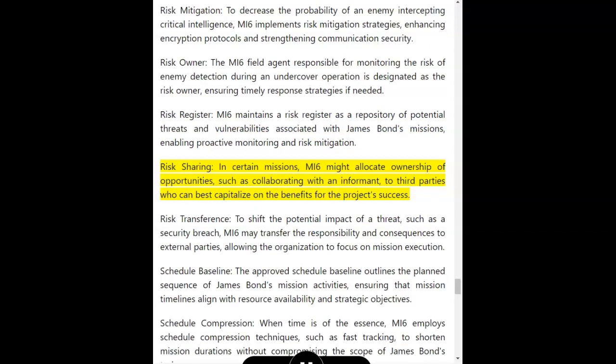Risk sharing. In certain missions, MI6 might allocate ownership of opportunities, such as collaborating with an informant, to third parties who can best capitalize on the benefits for the project's success. Risk transference.